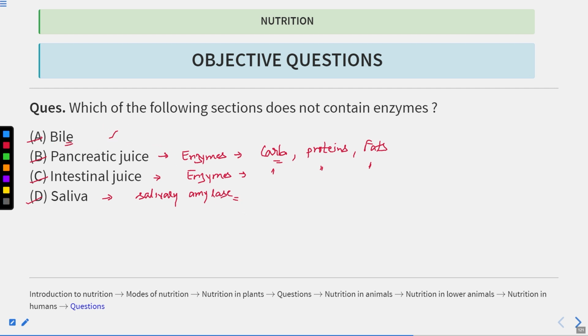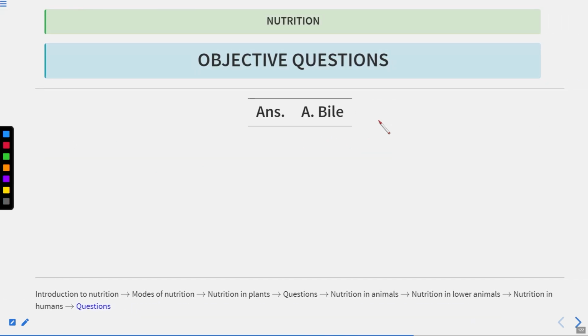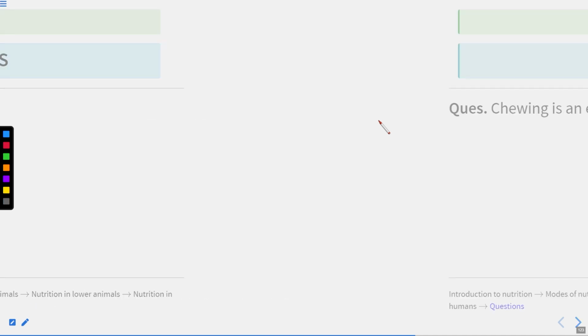Bile. Bile doesn't contain any enzymes. Bile, which is secreted by the liver, contains only salts and some pigments such as bilirubin and biliverdin. The rest, B, C, and D, all contain enzymes. Some enzymes are initially secreted in an inactivated form such as pepsinogen, chymotrypsinogen, and so on. Then they are activated and help in the digestion of carbohydrates, proteins, and fat. So here the correct option is bile.